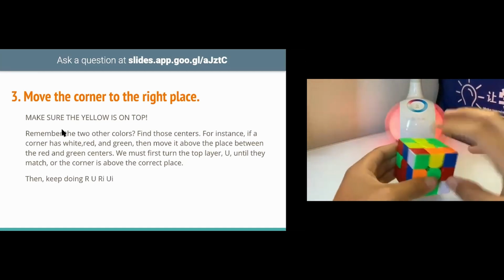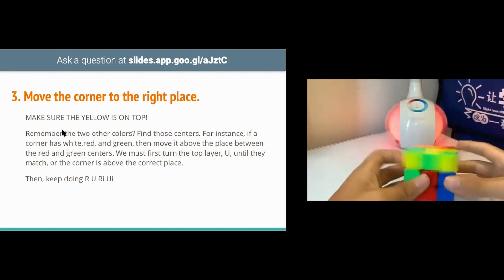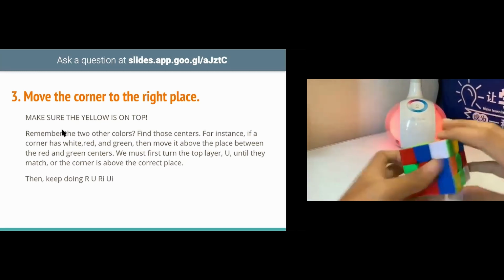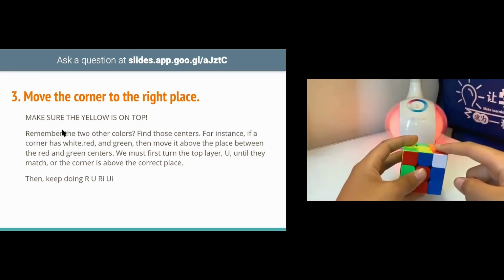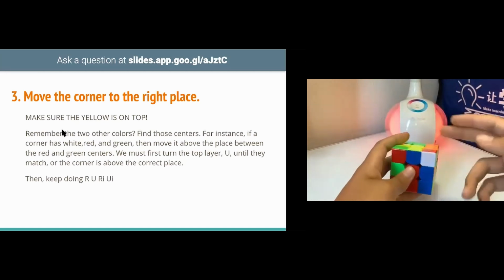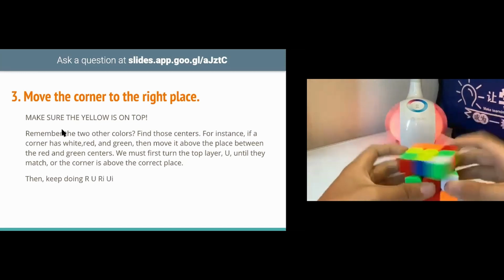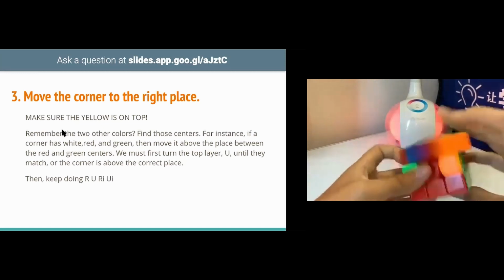Another one, this one is the red, green one. It's already in the top layer, so we don't need to take it out of the bottom layer. Once that is there, we look for the spot where it's supposed to be. So this is red and red, green and green. You perform the algorithm constantly.